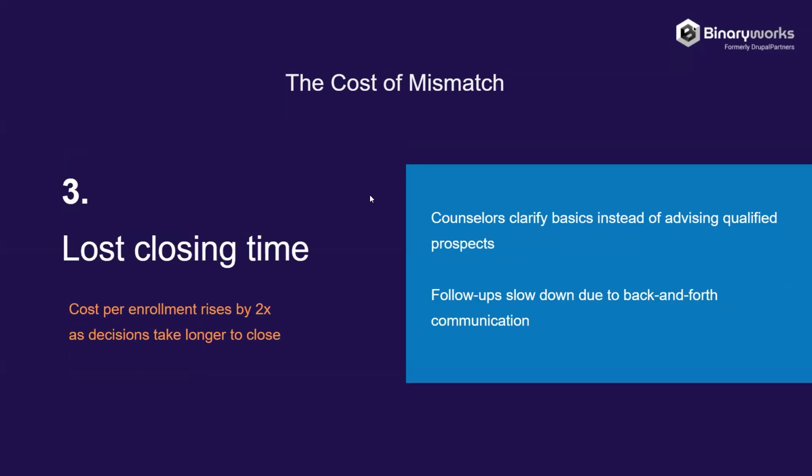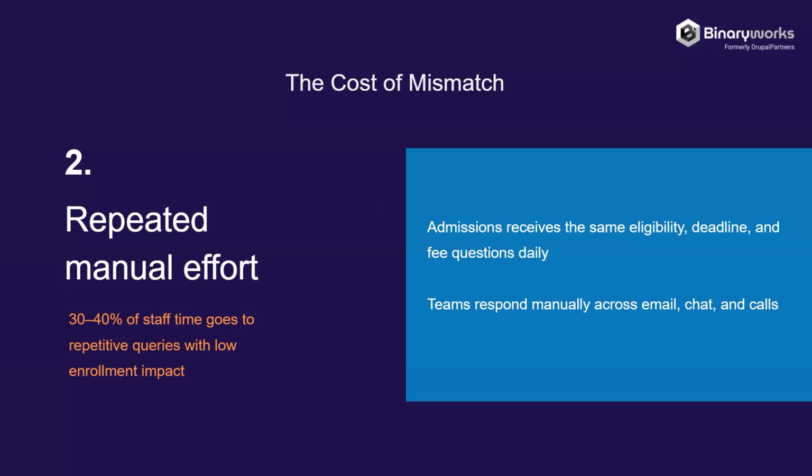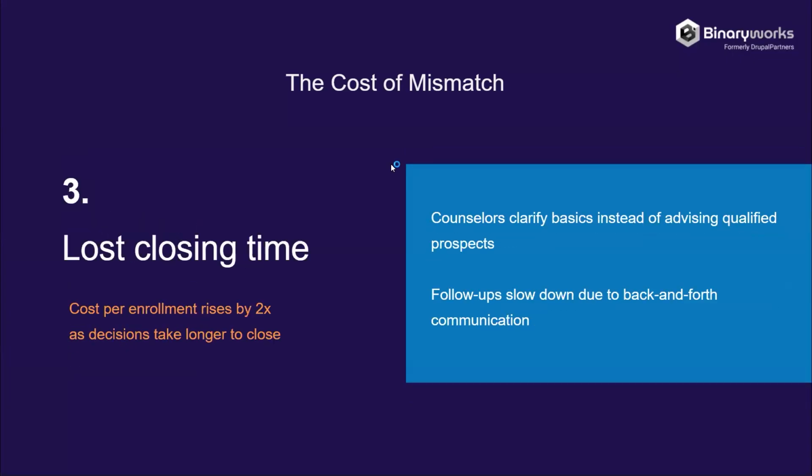And admission teams repeatedly answer the same questions. This consumes 30 to 40% of staff time, yet much of this effort has low enrollment impact. It's necessary work, but not strategic work. When counselors spend time clarifying basics, they lose time advising qualified prospects. Follow-ups slow down, decisions take longer, and cost per enrollment rises as cycles stretch.